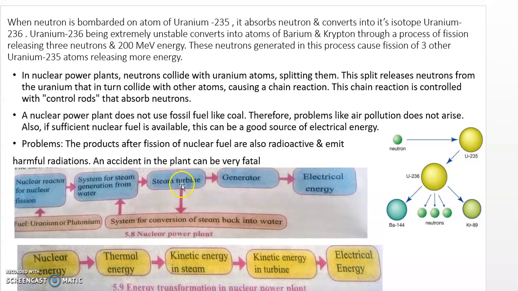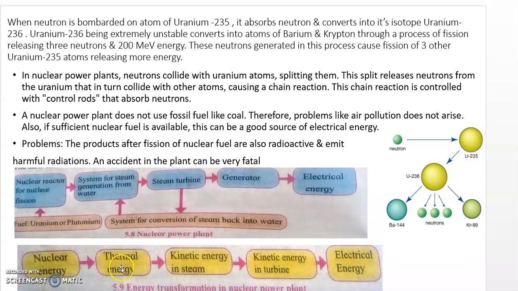Now here there is a system for conversion of the steam back into water. You can see in the diagram, the condenser is there. So this water can be used again. And which fuel is used? That is uranium or plutonium.